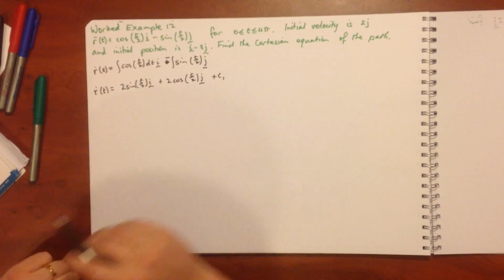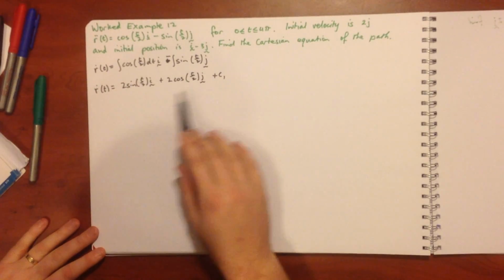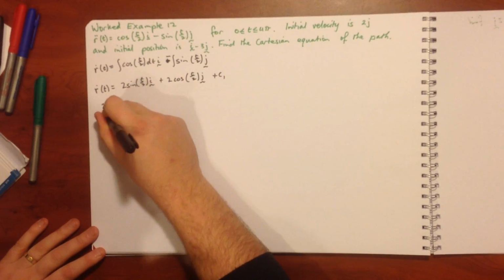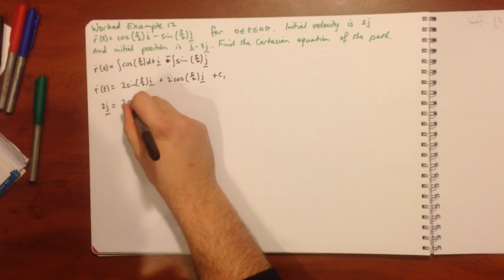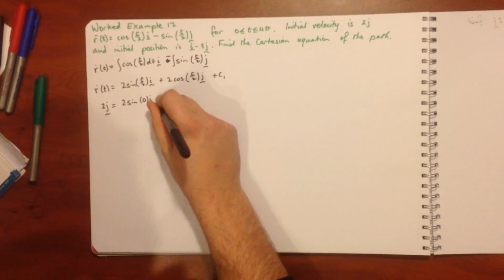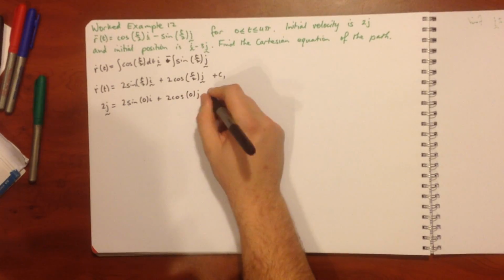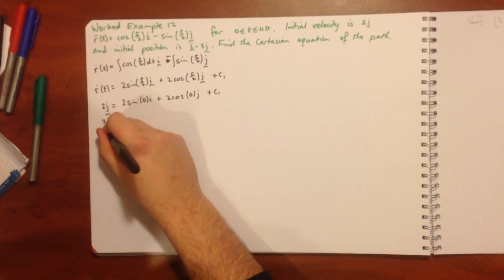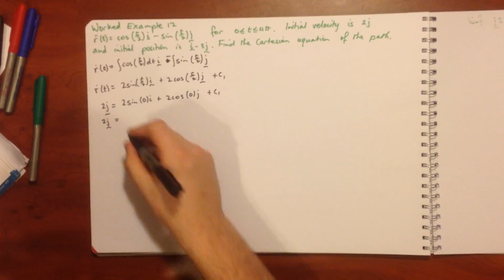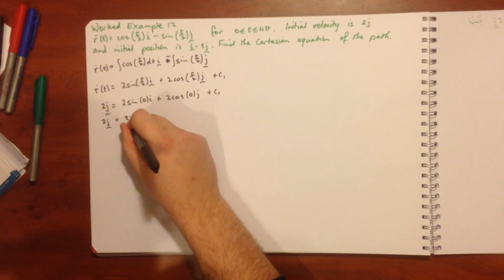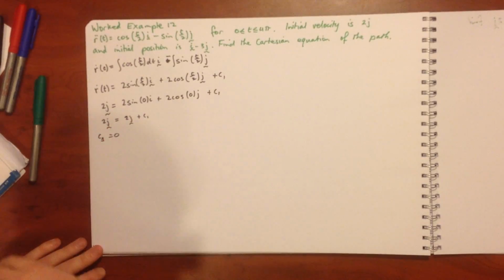Okay, now initially, so by initial velocity, we're saying t equals 0. T equals 0, we know this is equal to 2j. So we can say 2j is equal to 2 sine of 0 i plus 2 cos of 0 j plus C1. Sine of 0 is 0, so that's going to disappear completely. Cos of 0 is 1, so we're going to get that equal to 2j plus C1. Okay, so we can see then that our C1 value is actually going to equal 0.